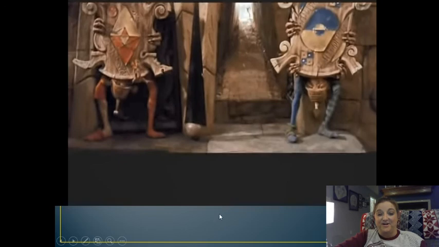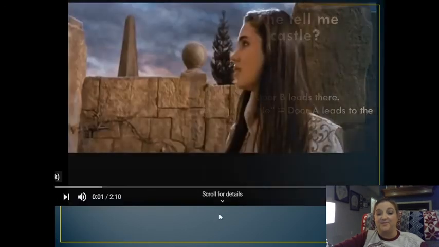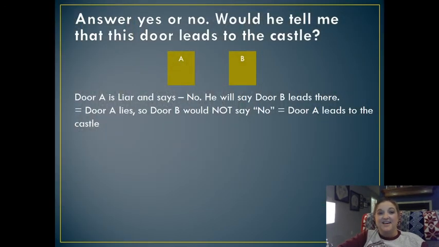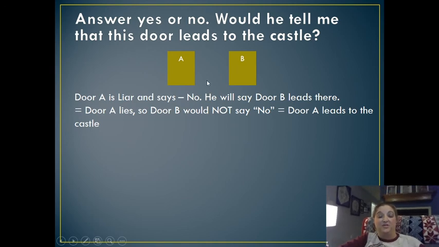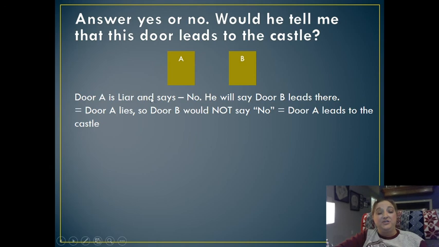So that is a paradox. And you would think she doesn't figure it out, but she actually does. If you break down what she does, she says answer yes or no. Because she limits them to those two choices, she's able to break the paradox, the issue she has with the doors. She asks door A if he would tell me that this door leads to the castle. So you take it and you look at it.